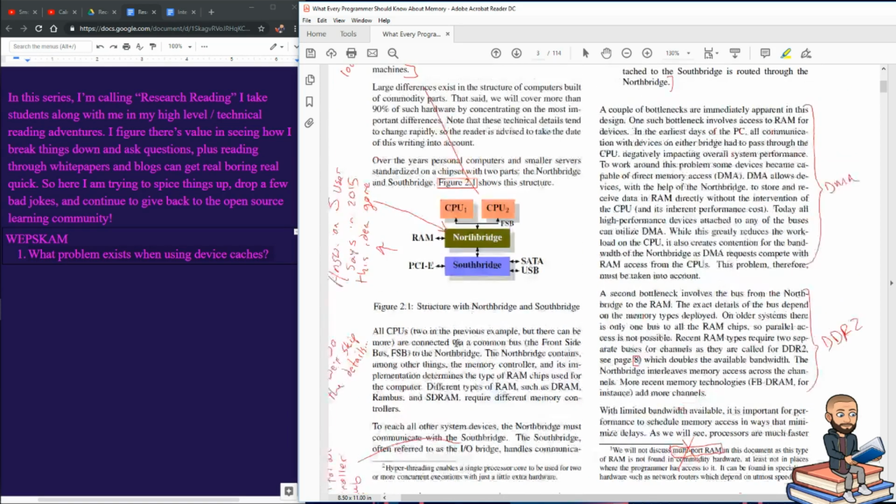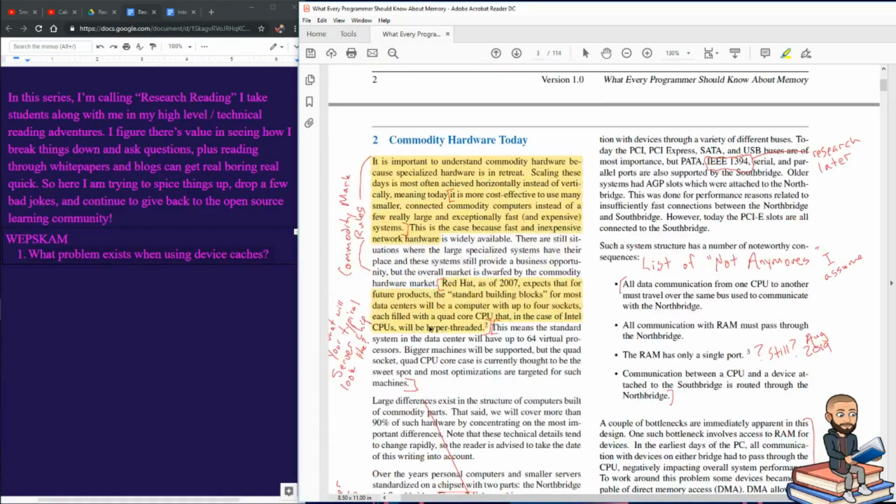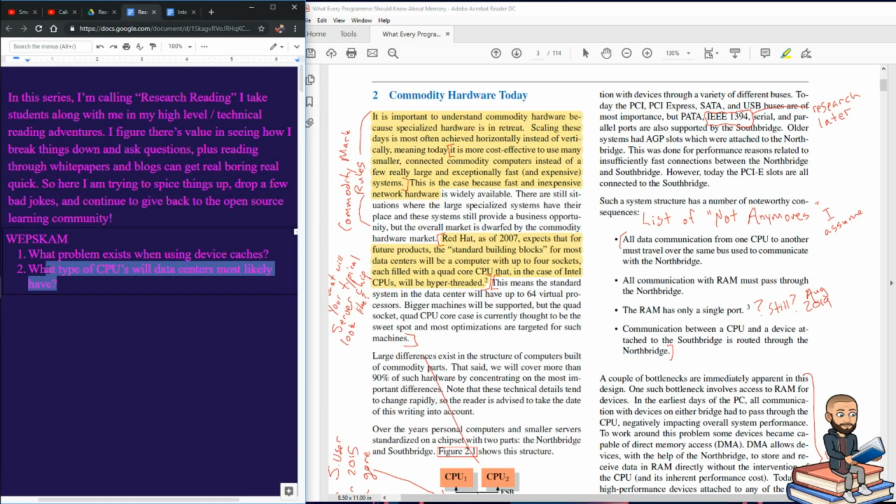So let's break those two concepts down into questions. First, what type of CPUs would data centers most likely have? The answer will be quad-core CPUs. And if you're looking at the word sockets there, the servers themselves in the data center will have up to 4 sockets. So 4 sockets with 4 quad-core CPUs gives us how many cores total? 4 times 4 is 16. So there you go, a lot of cores.